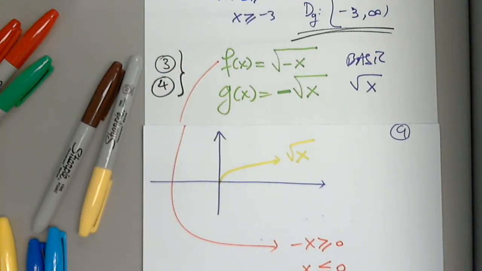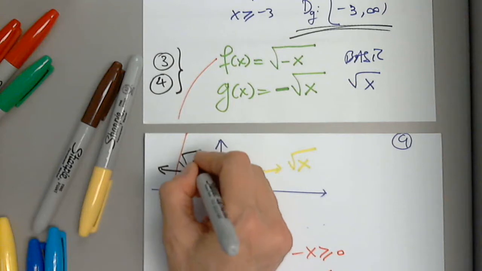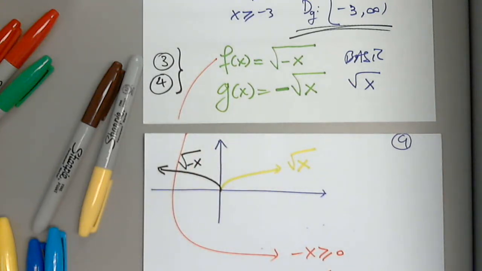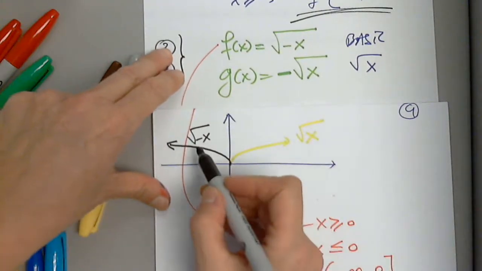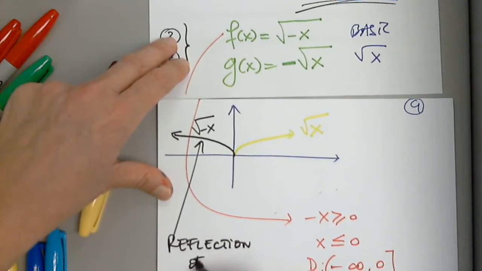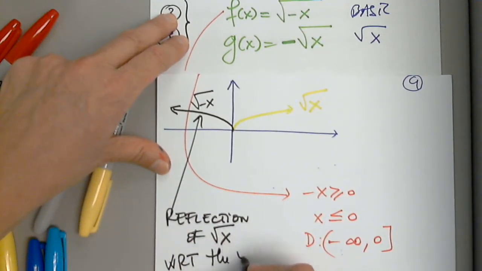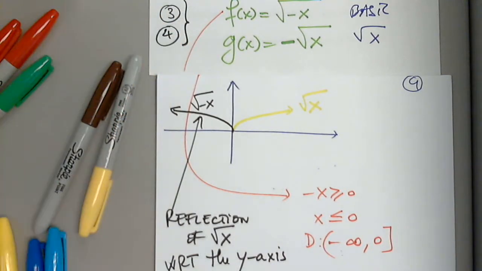So here is the graph. So this is the graph of negative x. So what did we do? Remember, this is x, this is negative x. Perfect. Awesome. That's all I needed. So this function is a reflection of the square root of x, with respect to the y-axis. When we change x into negative x, we get a reflection with respect to the y-axis.